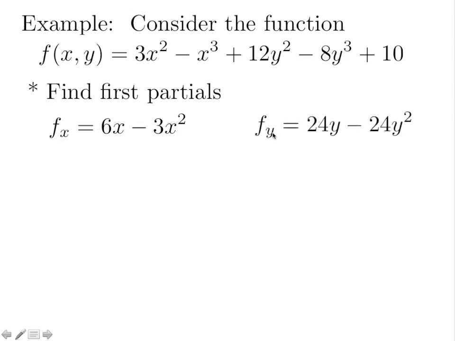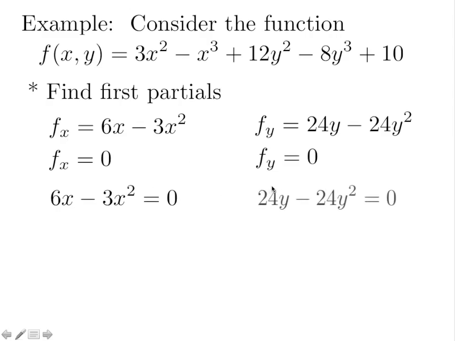Similarly, for the partial derivative of f with respect to y, x is the constant, so you have fy equal to 24y minus 24y squared. Now you set fx equal to 0 and fy equal to 0. You're going to solve the equations. This is 6x minus 3x squared equal to 0 and 24y minus 24y squared equal to 0.